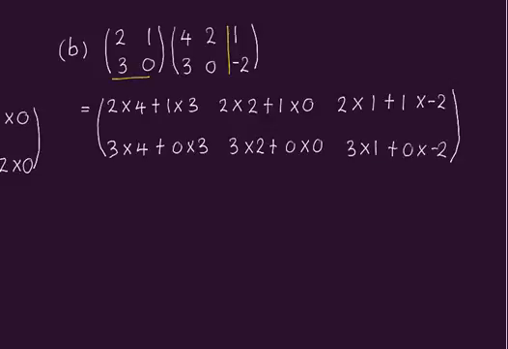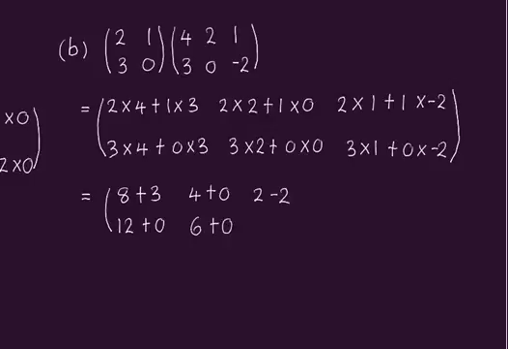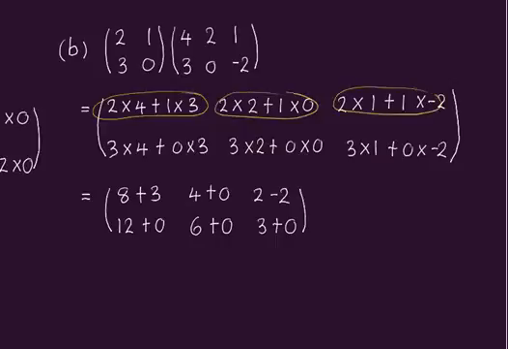And after having multiplied all the rows and the columns, then I just simplify. So I'll be getting 8 plus 3 for this part, and there I get 4 plus 0, 2 plus negative 2, 12 plus 0, 6 plus 0, and 3 plus 0. So I'm just multiplying all these numbers right here with their operators, 6 of them.